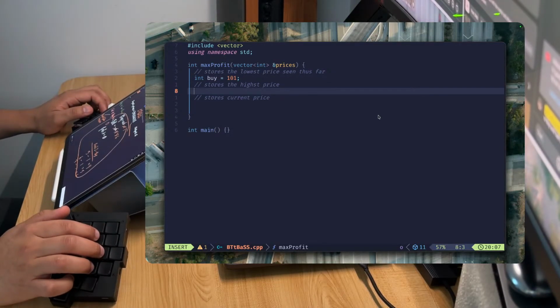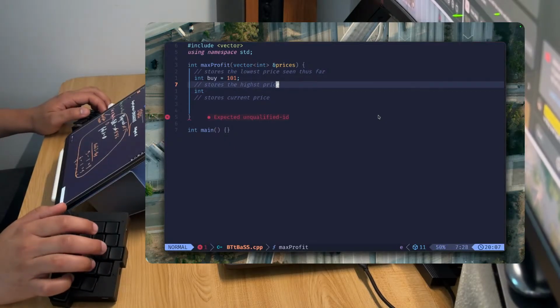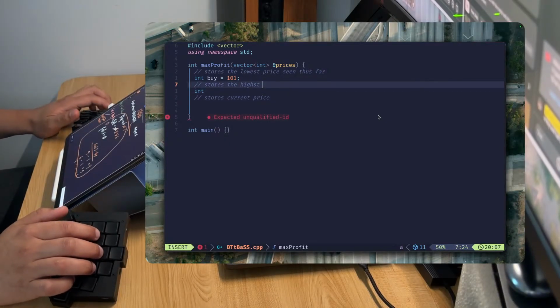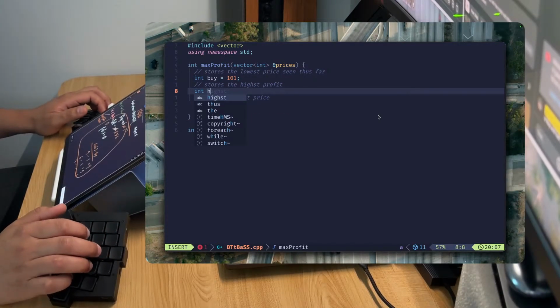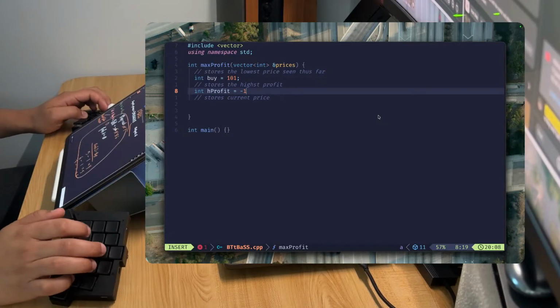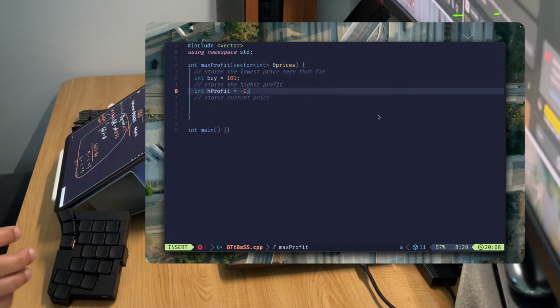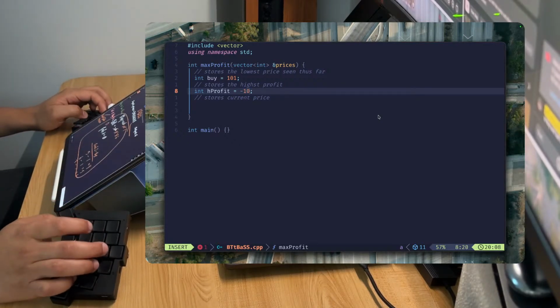And then, for the lowest price, we just have to do -1. Actually, it's not even stores the highest price. It stores the highest profit. We're going to call it H profit. -1 because it said each, wait, actually this one should probably be really big. -100 and 1.